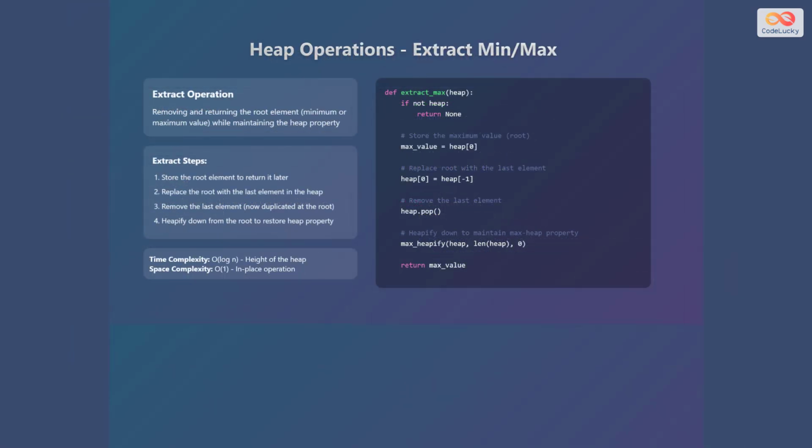Now we will discuss the extract operation. Extract involves removing and returning the root element, the minimum or maximum value, while maintaining the heap property. You store the root element to return it later. Replace the root with the last element in the heap. Remove the last element, now duplicated at the root. Heapify down from the root to restore the heap property. The time complexity is O(log n), the height of the heap, and the space complexity is O(1), an in-place operation.